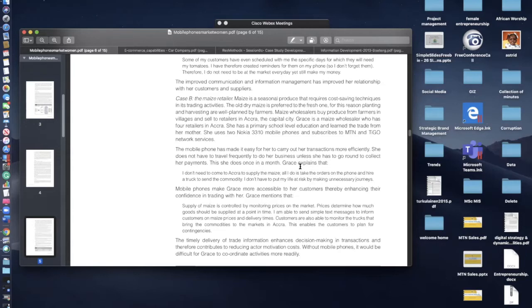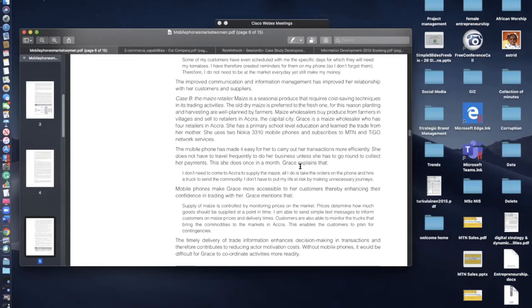Customers are able to monitor trucks that bring commodities to Accra. This enables the customers to plan for contingencies. The timely delivery of trade information enhances decision making in transactions and therefore contributes to reducing transaction costs. Without a mobile phone, it will be difficult for Grace to coordinate her activities more readily.